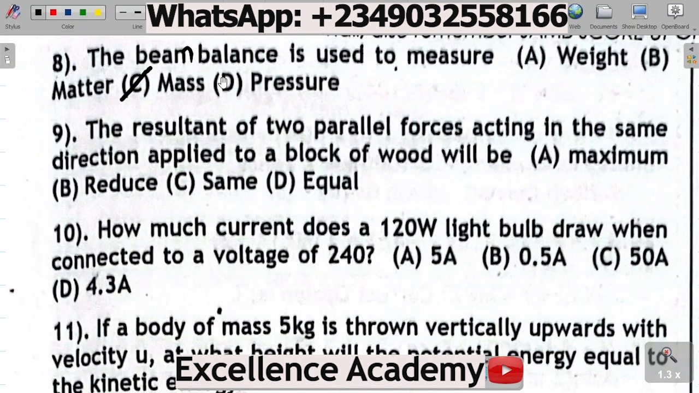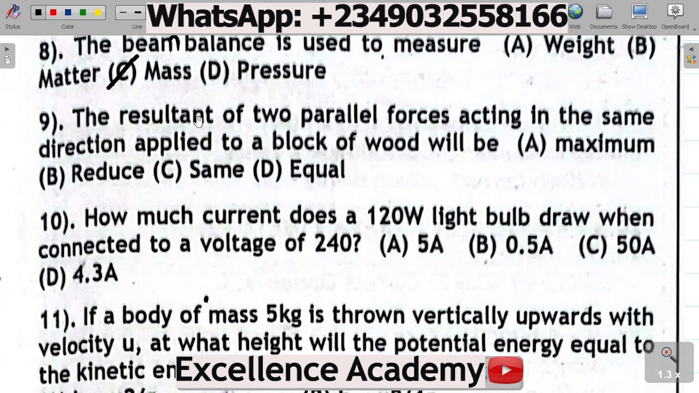Again, note that a beam balance compares an unknown object with a standard mass, all right? Or we can say it compares an unknown object with standard masses. Now, since both sides experience the same gravitational field, gravity cancels out, and therefore it measures mass and not weight. Please take note. Next up, question number 9.